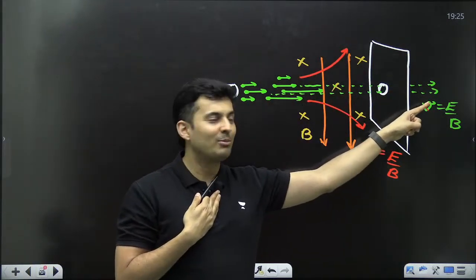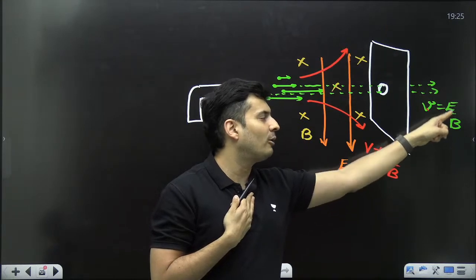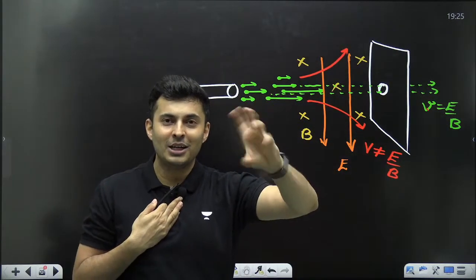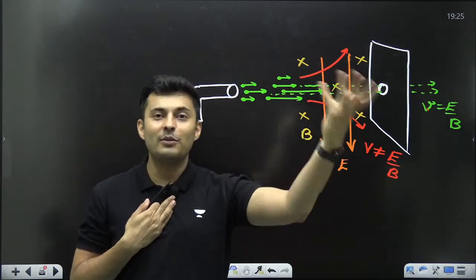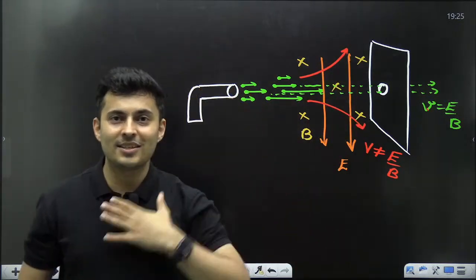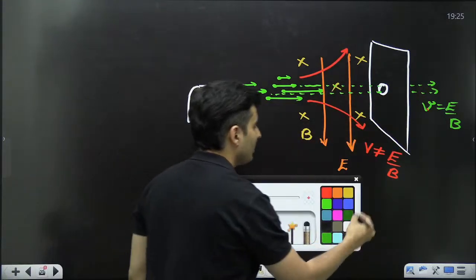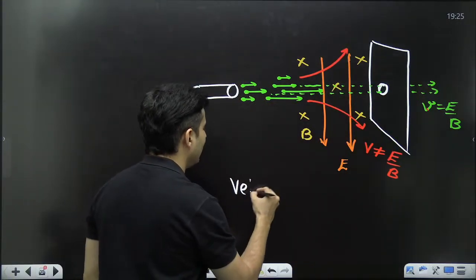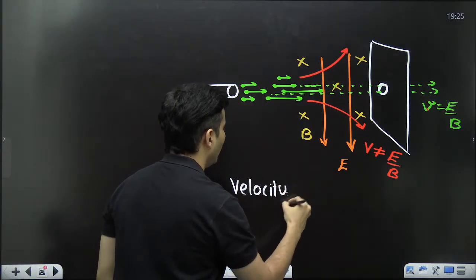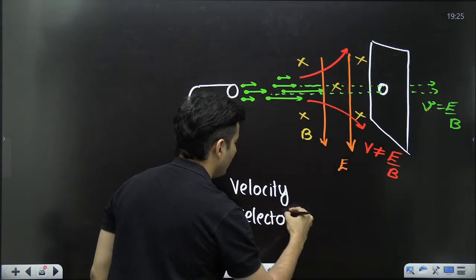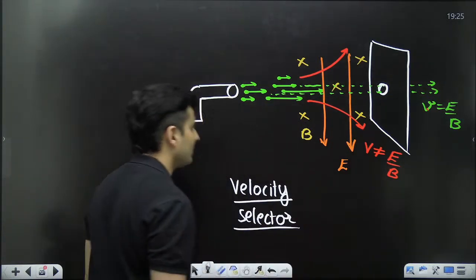Which particles will come through this hole by selecting the value of E and B. If I change E, suddenly I get a different speed. If I change magnetic field, I get a different speed. I can adjust this ratio and I can choose which speed comes out of it. That is why this is called a velocity selector. What is it called? You can choose, you can select. So it is called a velocity selector.